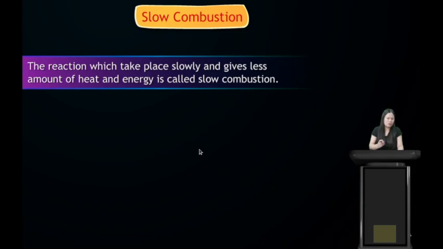So slow combustion, glucose burned in the presence of oxygen to give off heat and energy, is a type of slow combustion. The reaction which takes place slowly and gives less amount of heat and energy is called slow combustion. Other examples of slow combustion include rusting of iron. You must have seen the rusted iron. So rusting of iron, digestion, respiration, all these are examples of slow combustion.